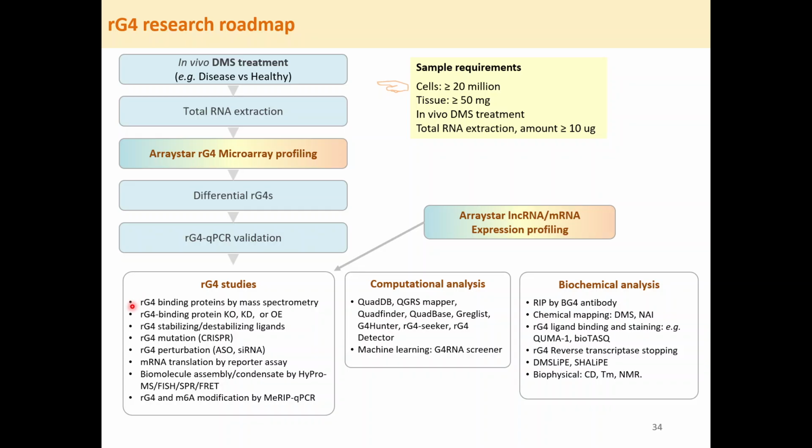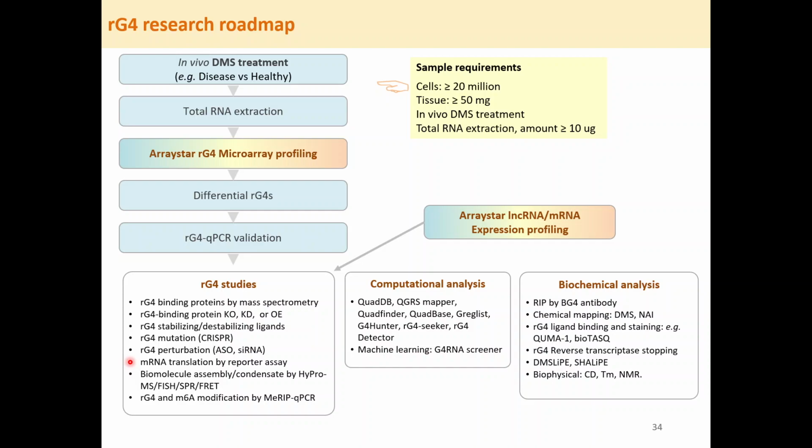rG4 binding protein knockout, knockdown, or overexpression can provide valuable information. Small molecule rG4 ligands are available to stabilize, for example, pyridostatin, PDS, or destabilize, for example, PHPC, rG4 structure, and observe the consequences. rG4 mutation, for example, changing G to A, or rG4 expression perturbation by antisense oligo ASO, or by siRNA have been used to study rG4 effects. rG4 on mRNA translation can be studied by reporter assays.